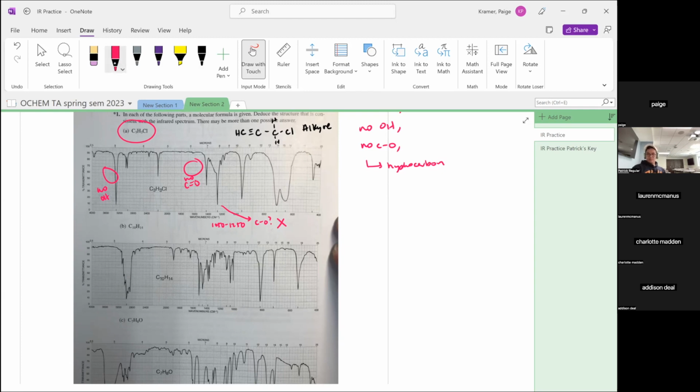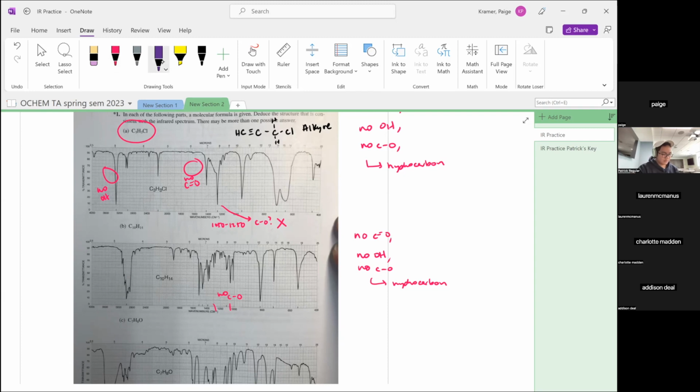Okay, so this next one, same thing with our flow chart. Around 1720, we don't have a C double bonded O. We also know that from the molecular formula that you were given. There's no OH peak. And then let's look for a C single bonded O. We do not have a C single bonded O. That would usually be right around here, and there's no peak there. So this is going to be a hydrocarbon, which we knew from the molecular formula, but we want to get you used to the flow chart.